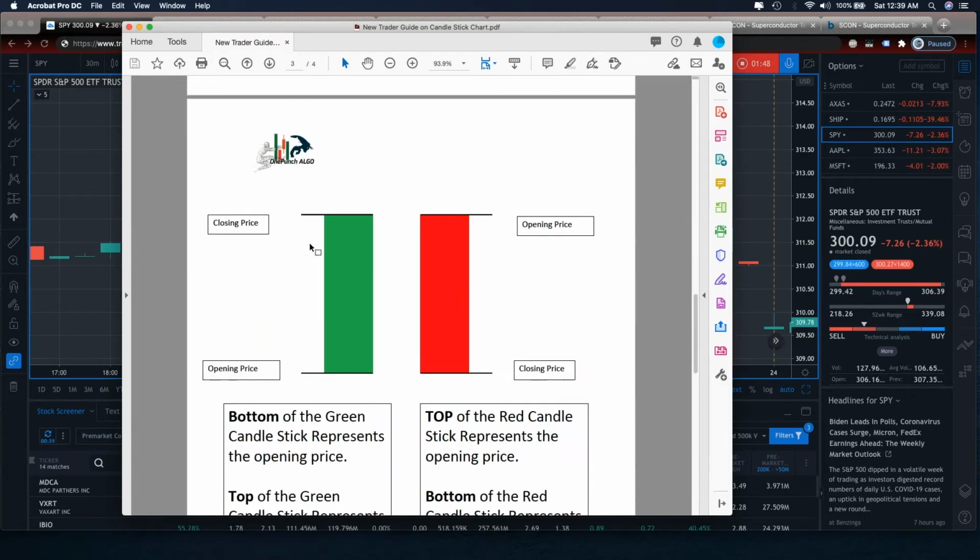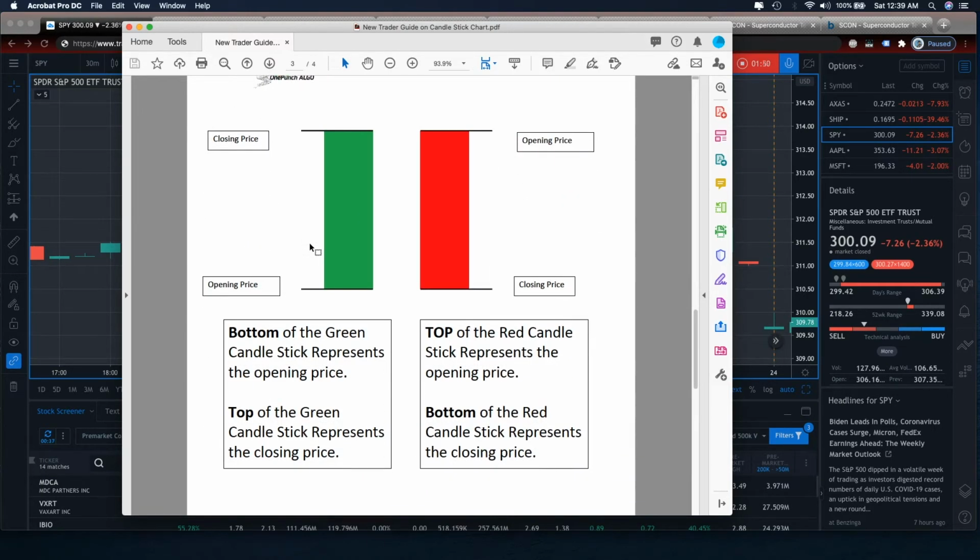Now, let's check what the top and the bottom represent in each candlestick. Bottom of a green candlestick represents the opening price. Top of the green candlestick represents the closing price. And top of the red candlestick represents the opening price. Bottom of the red candlestick represents the closing price.